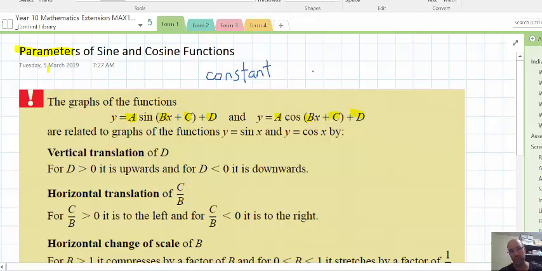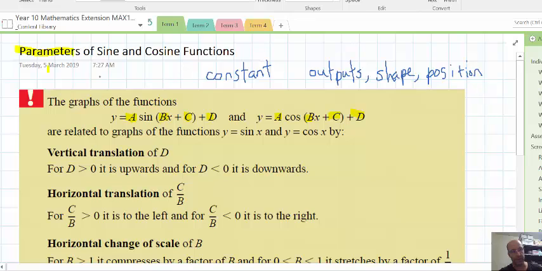It will change the outputs, and it will change the shape. It will change the position, and we're going to look at that in this video.